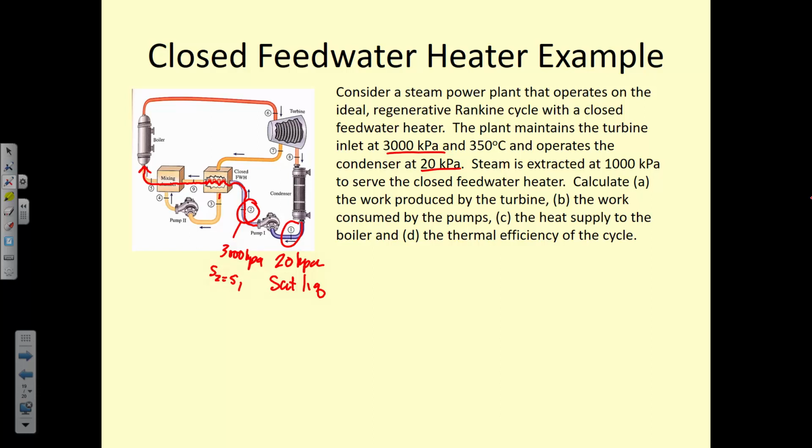State 3 is here. It's the same pressure that's coming out of this intermediate section of the turbine. So what pressure is that? 1,000. So state 7 is 1,000, state 3 is 1,000 kilopascals. What about state 4? 3,000, right? Because it's mixing with the fluid that's going into the boiler. State 5 is 3,000 kilopascals, state 6 is 3,000 kilopascals. What about state 8? It's 20.